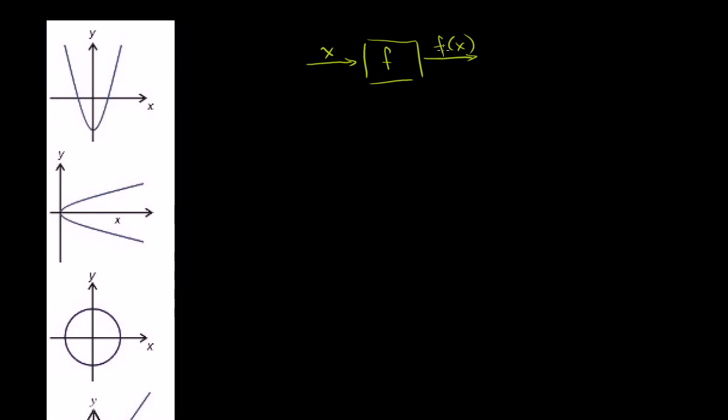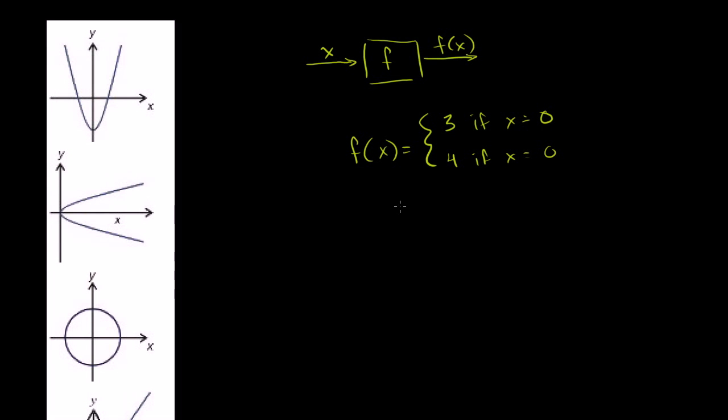Now, it can only produce one f of x for any x. You can't have a function that could produce two possible values for an x. So you can't have a function, this would be an invalid function definition. F of x is equal to 3 if x is equal to 0. Or it could be equal to 4 if x is equal to 0.